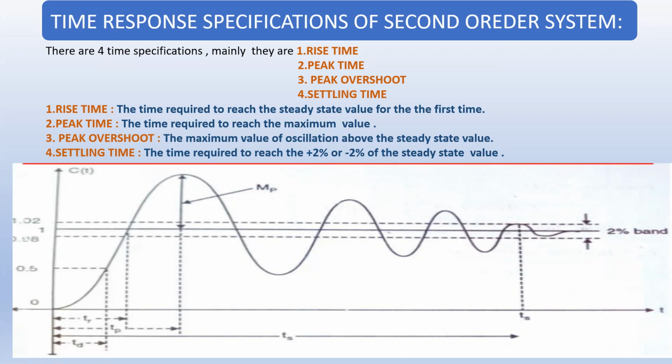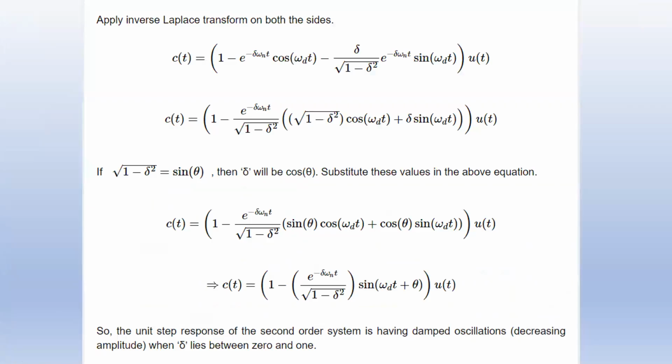In the last video, we discussed the output of this second order system when we gave the unit step response, and we obtained this type of equation through all the manipulations and inverse Laplace transform formulas. If we see this, we have a sinusoidal variation with exponentially decaying amplitude.